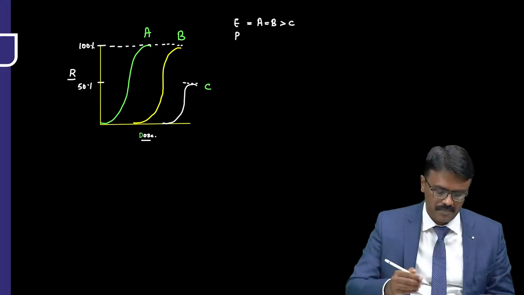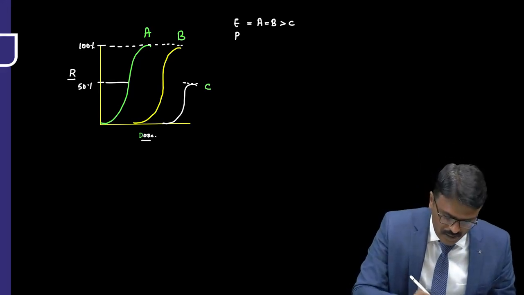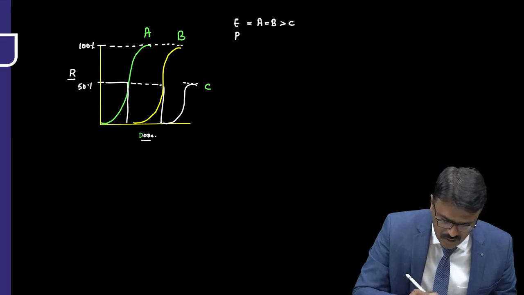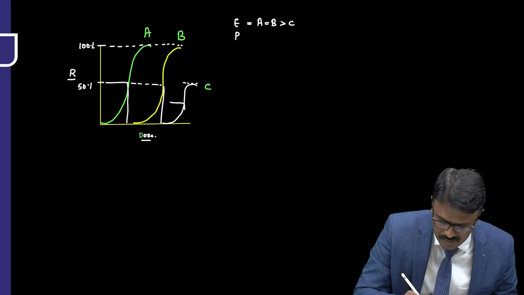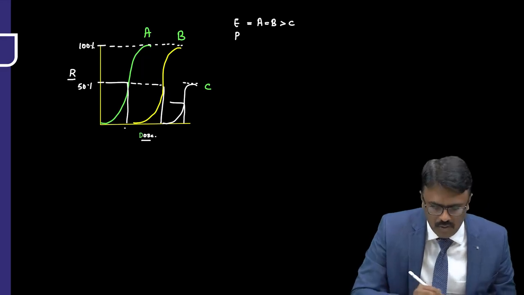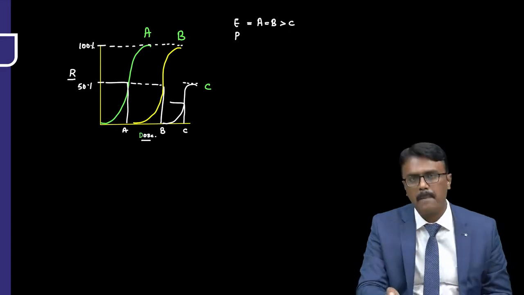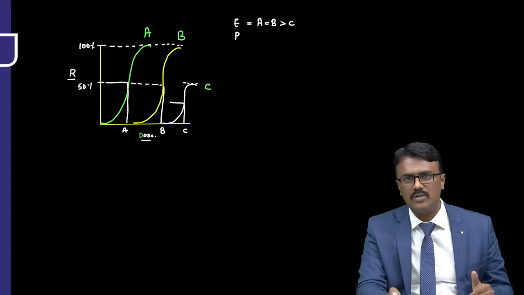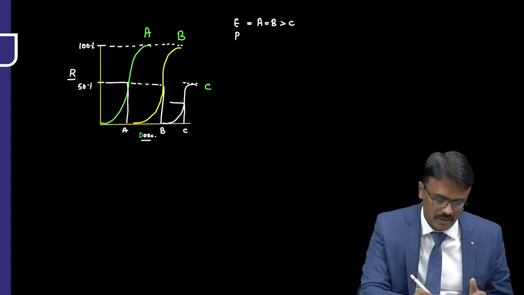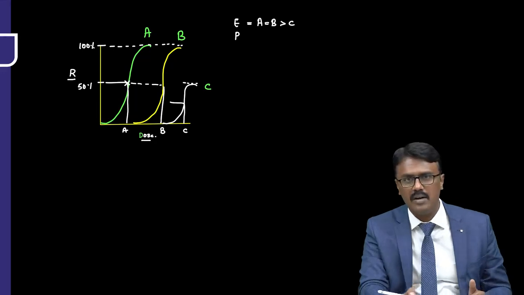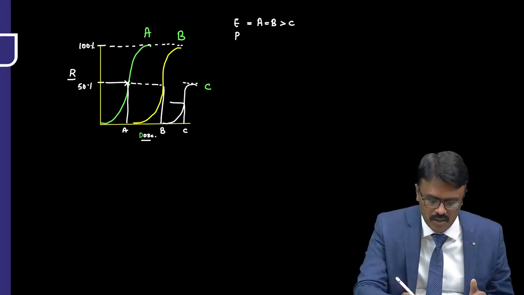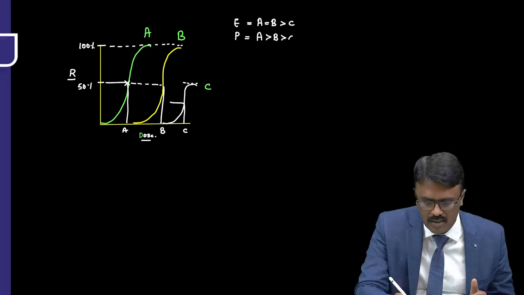What about potency? You take the ED50 for this, the ED50 for this, and the ED50 for this. So lower the dose. This is for A, this is for B, and this is for C. So the lesser the dose, the more potent. To produce a 50% response, what drug requires a lower dose? That is potency. Who is more? A, more than B, more than C.